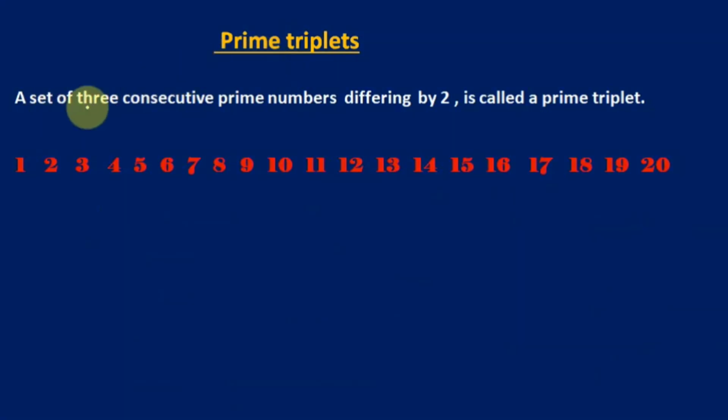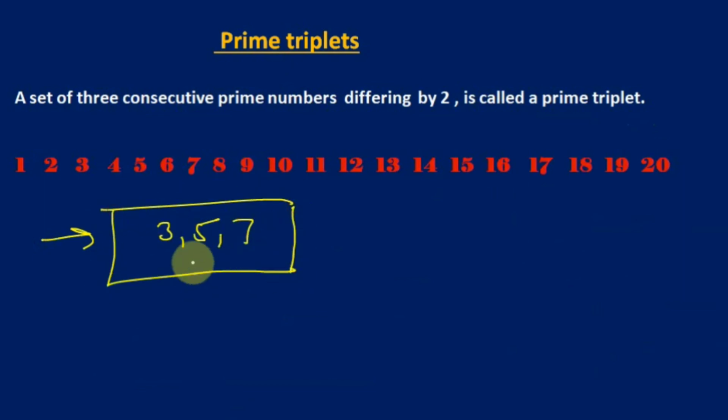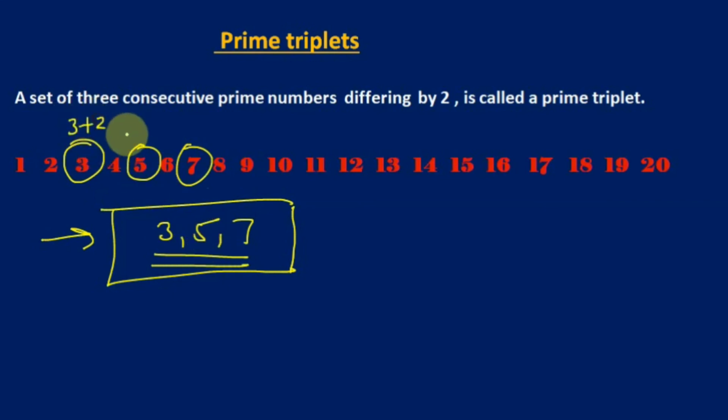What are prime triplets? A set of three consecutive primes differing by 2 is called a prime triplet. Okay, so the only prime triplet is 3, 5 and 7. Among all the numbers, the only prime triplet is 3, 5 and 7. These three successive prime numbers differ by 2, because when we add 3 plus 2 we get 5, when we add 5 plus 2 we get 7. So the only known triplet is 3, 5 and 7. Hope you understood the concept of co-prime numbers, twin prime numbers and prime triplet.